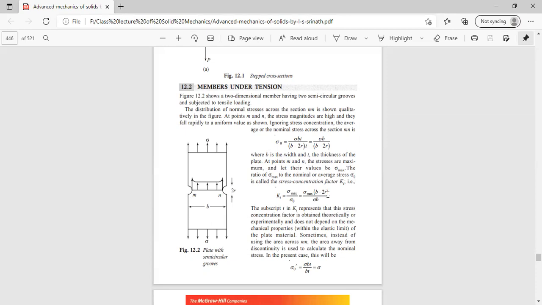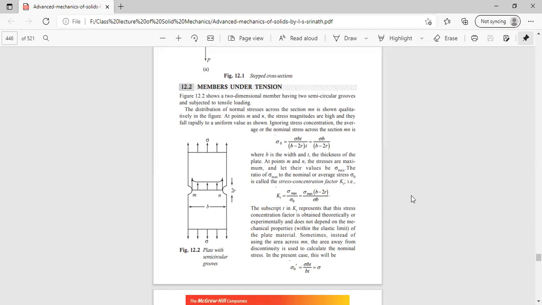But at the point M and at the point N, the stresses are maximum. In earlier cases, we considered stresses to be average and the same everywhere throughout the cross-section. But now in solid mechanics, we are trying to find out what is the maximum stress, or what is the minimum stress, and we have to find the value of sigma max, the maximum stress induced anywhere in the cross-section, which may not be equal to the average stress induced in the cross-section itself.